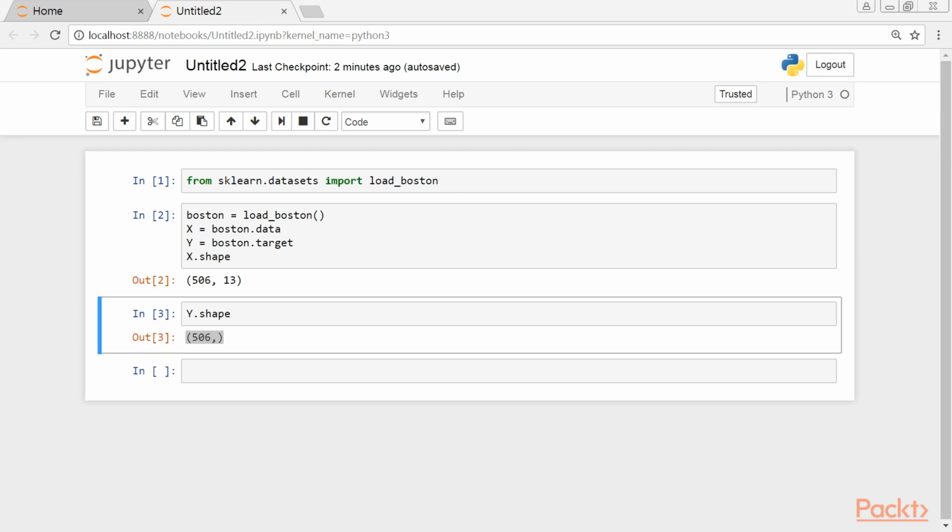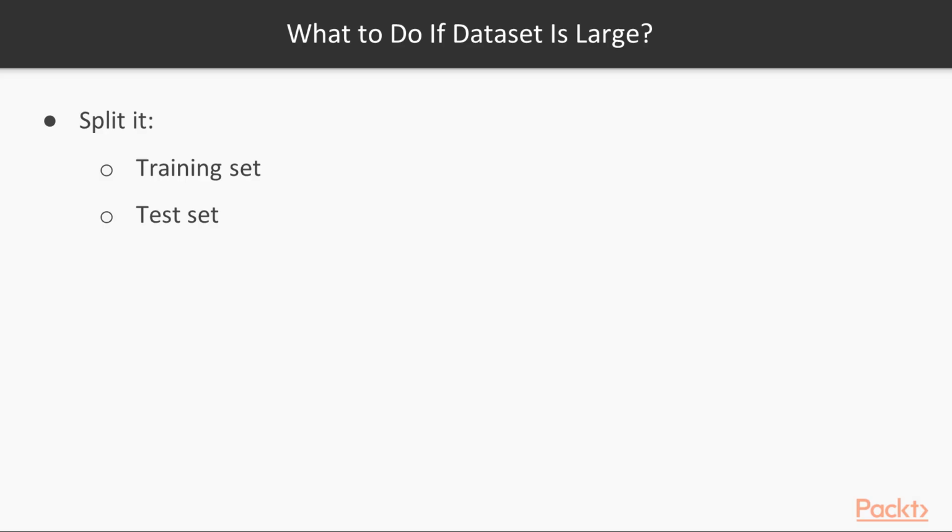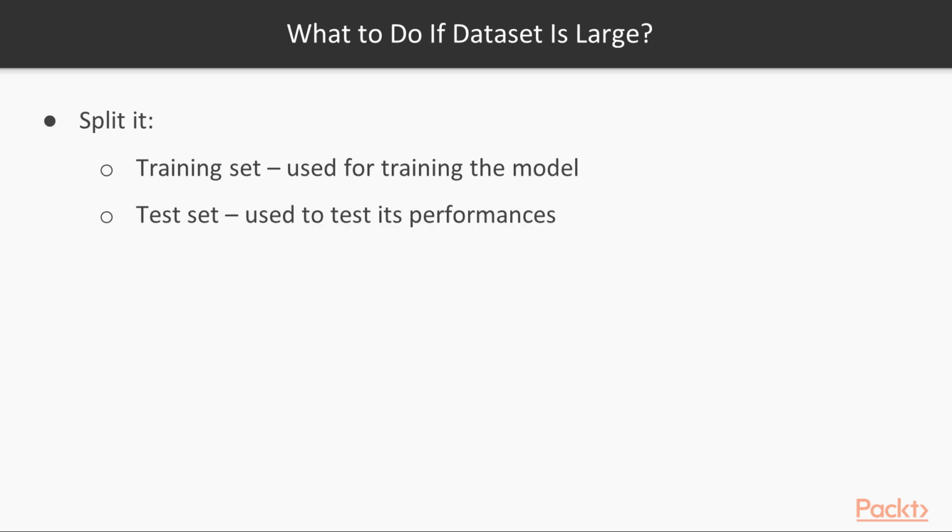We'll be using this dataset throughout the course. We're going to use it for regressions and the MNIST handwritten digit dataset for classification tasks. When a dataset is large enough, it's a good practice to split it into training and test sets. The training set is used for training the model, and the test set is used to test its performance.